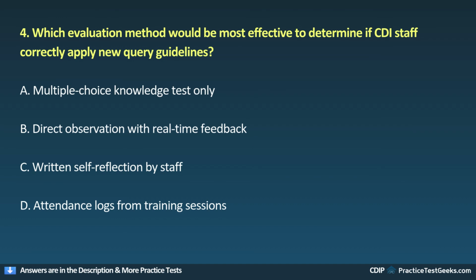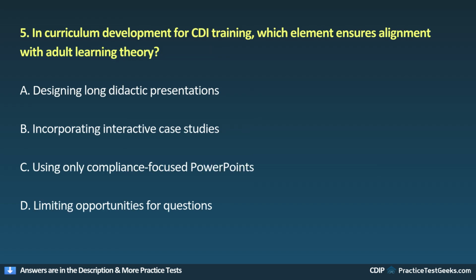4. Which evaluation method would be most effective to determine if CDI staff correctly apply new query guidelines? A. Multiple choice knowledge test only. B. Direct observation with real-time feedback. C. Written self-reflection by staff. D. Attendance logs from training sessions.